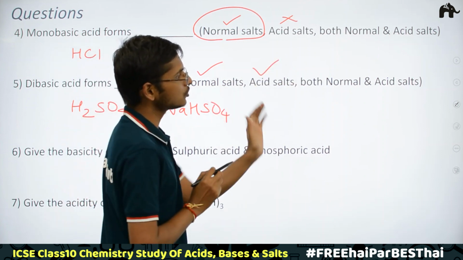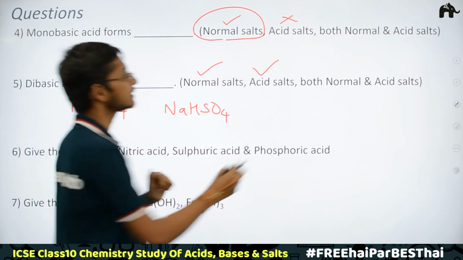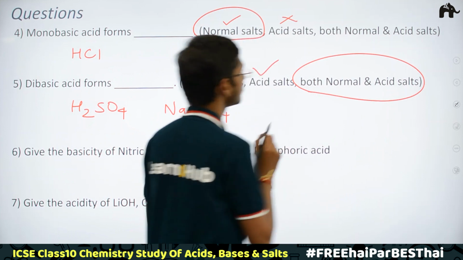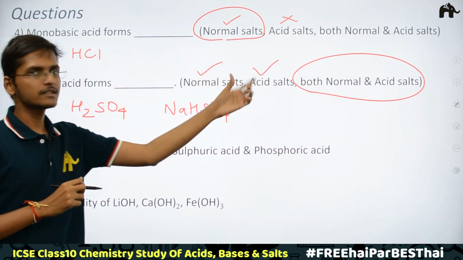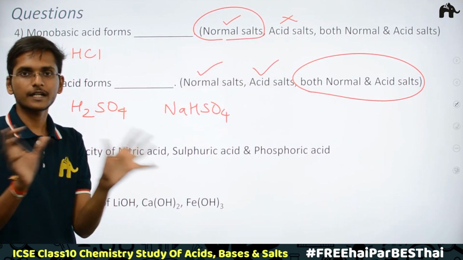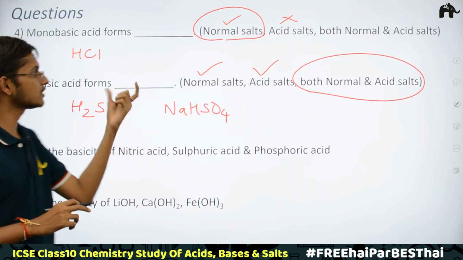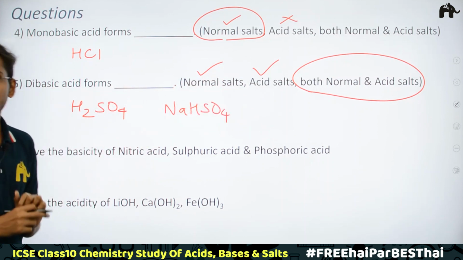And the third option is both normal and acid salt. So yes, the third one is our right option. Since it can form normal and acid salts, our third option is absolutely correct. Both normal and acid salts can be formed by dibasic acid.